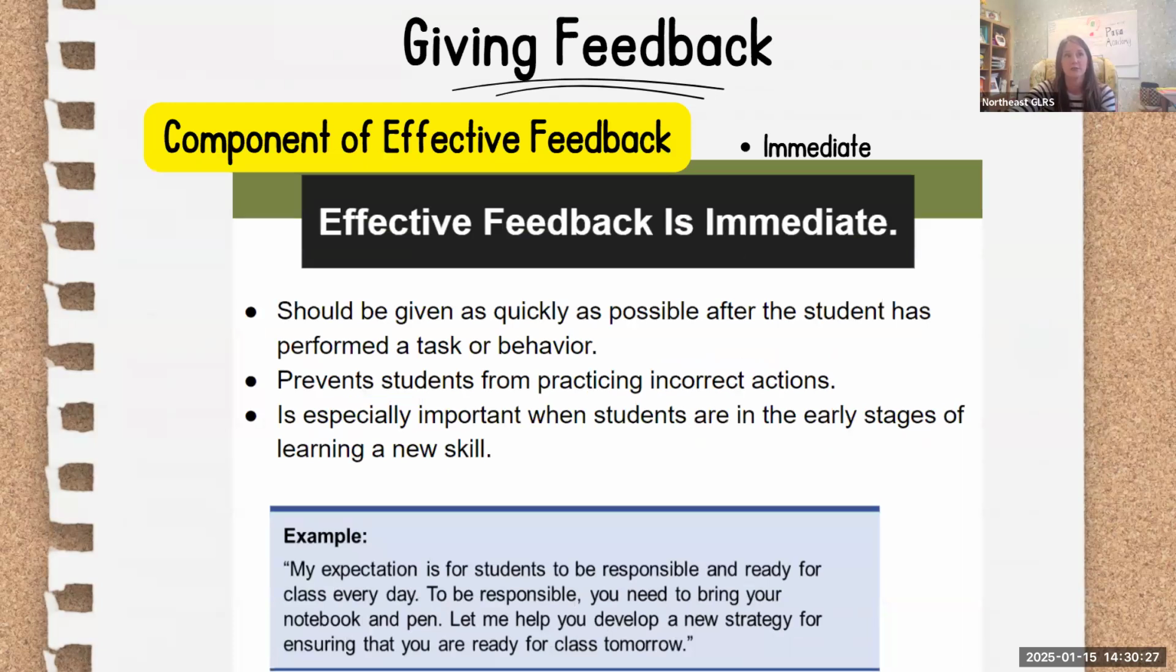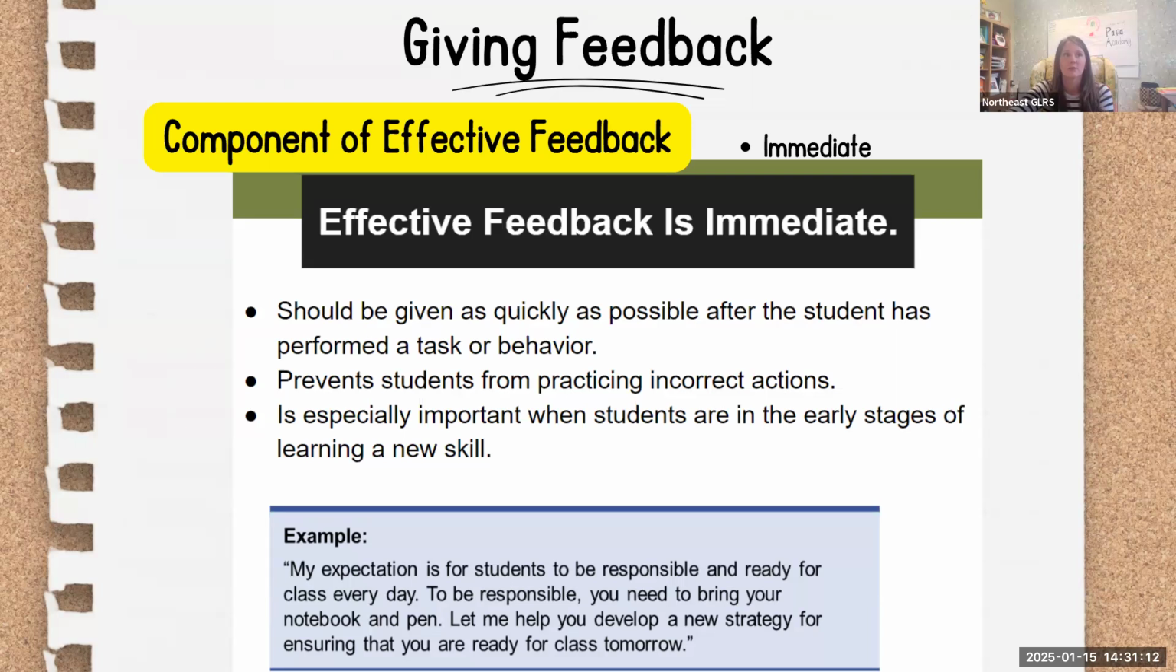The next component of effective feedback that we're going to focus on is immediate feedback. Effective feedback has to be immediate. It's not going to pay off for us to give a student feedback on something that they completed last week. For our kiddos, there are a million things that have happened between last week and this week, or even from day to day. So if we can give feedback immediately, that is going to be best practice for us to support our students. So effective feedback is immediate. It should be given as quickly as possible after the student has performed a task or behavior.